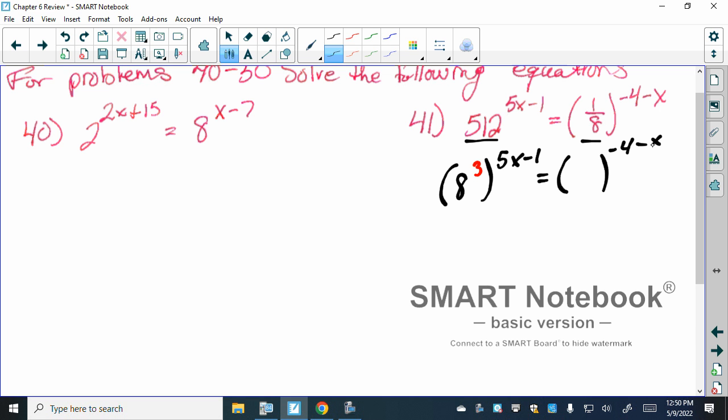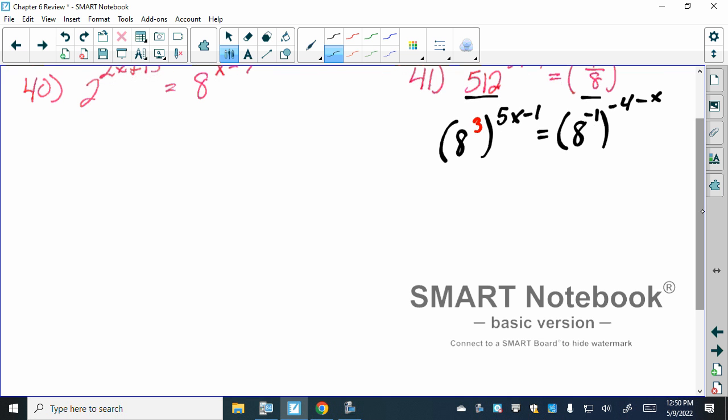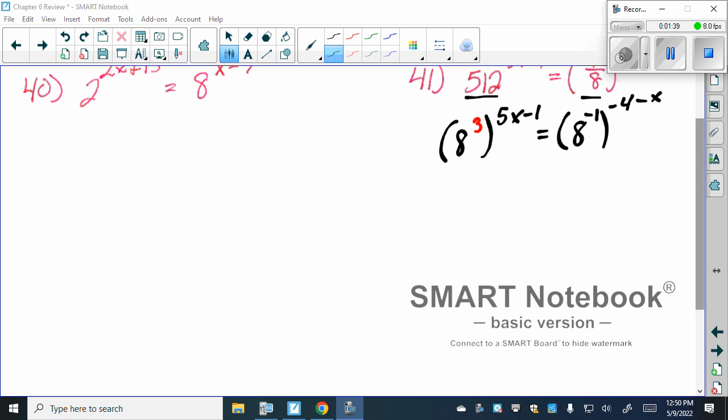In our 1 over 8, we can move the 8 up to the numerator. And it's going to take its exponent of 1 from being positive to negative. Because whenever we move a number from the numerator to the denominator or the denominator to the numerator, the exponent changes from negative to positive or positive to negative. So, any questions on how we got the bases to be the same?